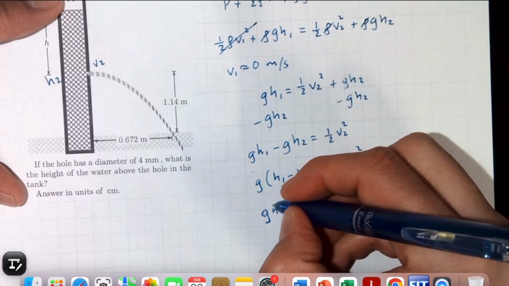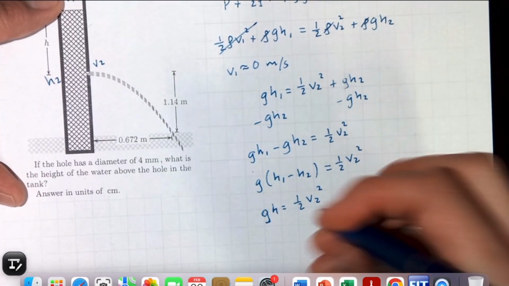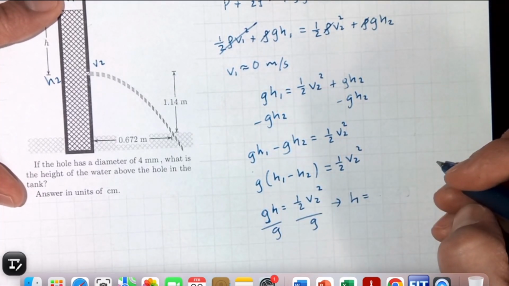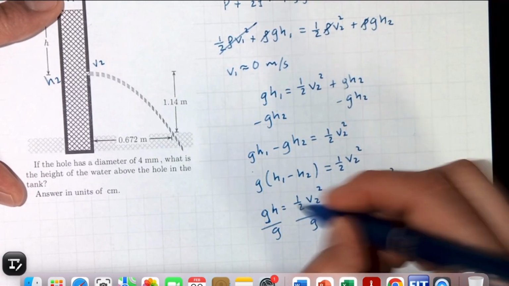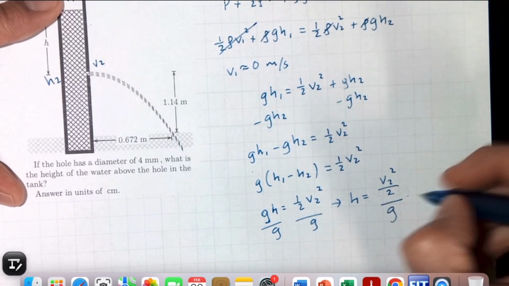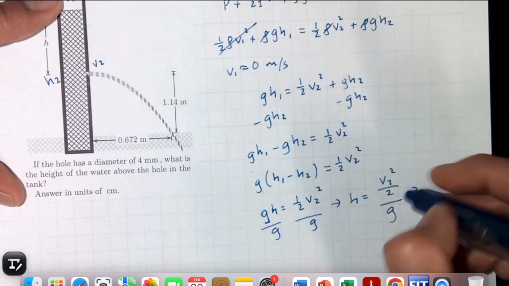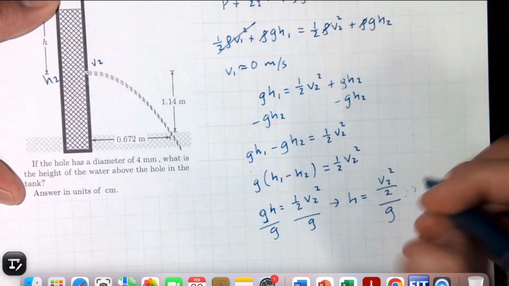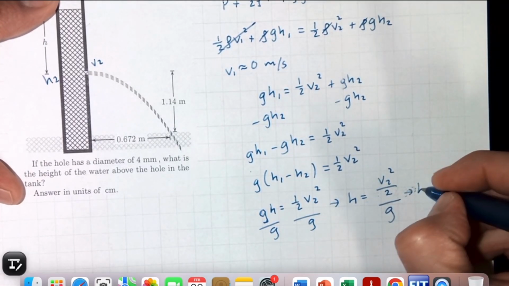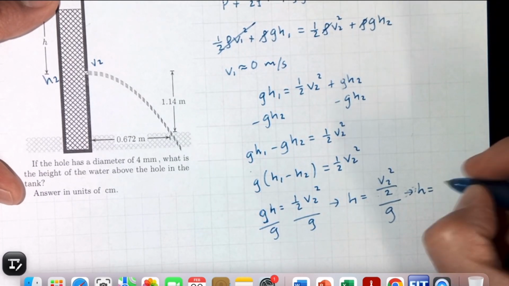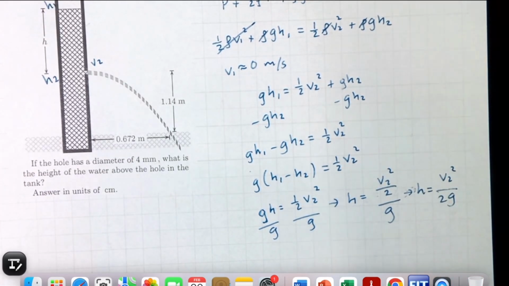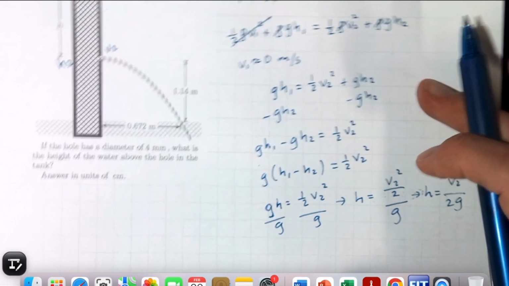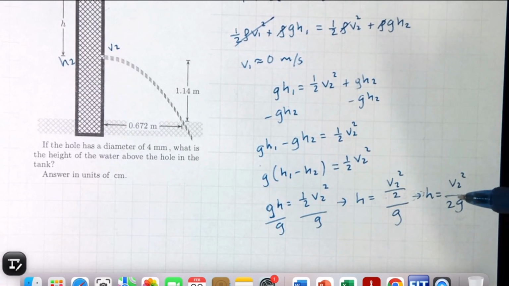Because we're solving for H, all I have to do is divide by g. And to make it look better, I'm going to have velocity 2 squared divided by 2, which is the same thing as 1/2 v2 squared, divided by g. So my final equation is velocity 2 squared over 2g. Well, this would be the final one if I had the second velocity, right? But we don't. That's where I have to use kinematics.